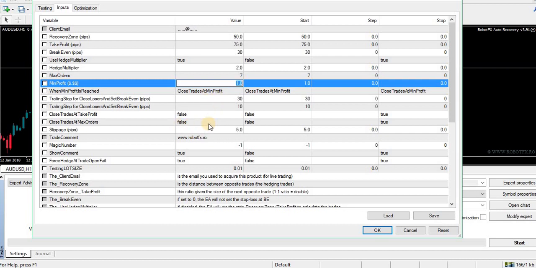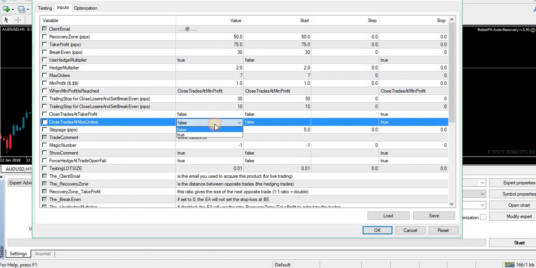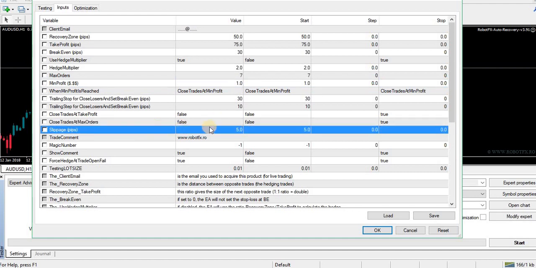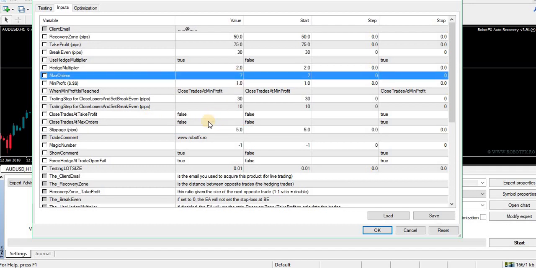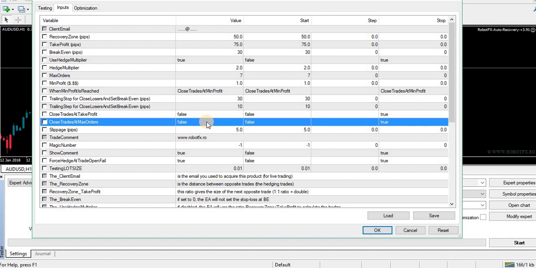You also have the option to close trades at maximum order. By default, it's set to false, because that means that as soon as the 7th trade opens, the expert advisor will close them all, and you will most probably have some loss there. And depending on your lot size, the loss can be smaller or bigger.